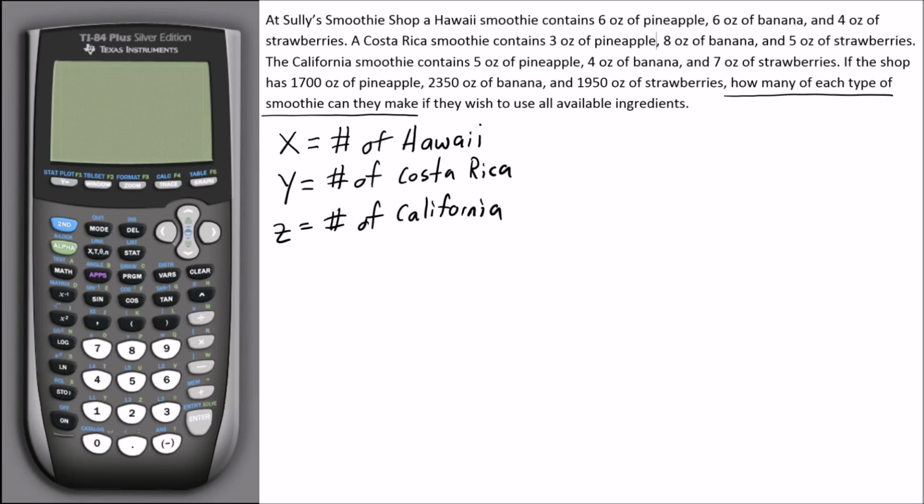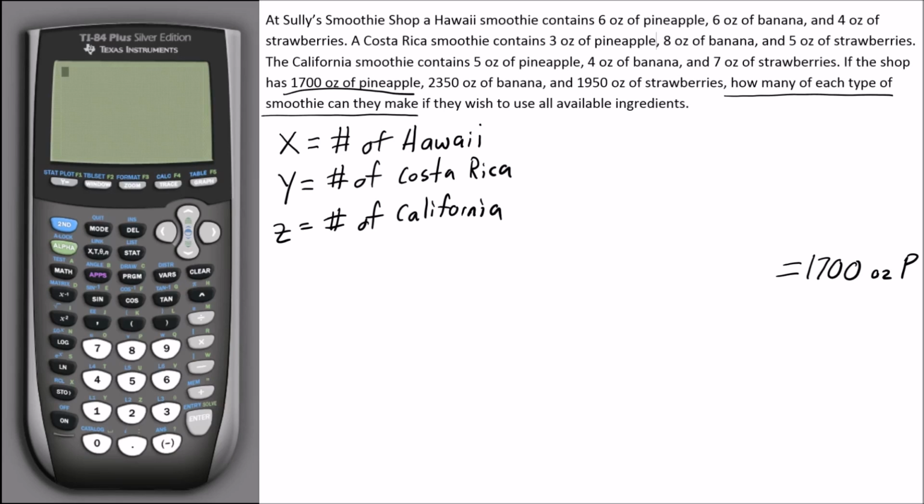And so what we're looking for are the numbers in the problem that look like totals. And so in this case, 1,700 ounces of pineapple would be one of our totals. So we can start off with equals 1,700 ounces of pineapple. Now, because the right-hand side of the equation is in ounces of pineapple, everything on the left-hand side needs to be in ounces of pineapple as well.